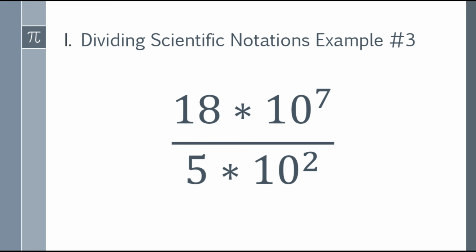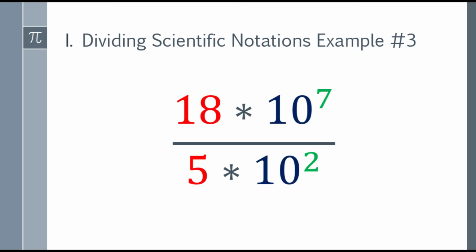And let's have the final example. So numerator part, we have 18 times mo ng 10 to the 7th power. Over mo siya sa denominator, that will be 5 times 10 squared. Okay. So, kulayin ko lang siya para makita nyo yung hindi base 10.